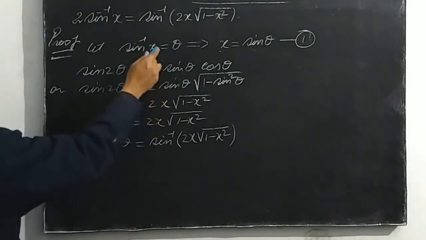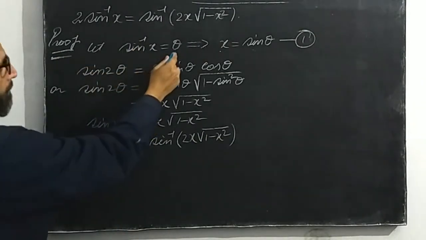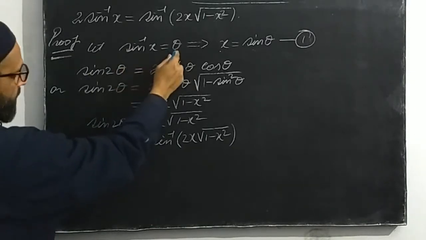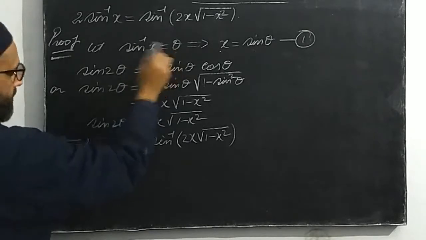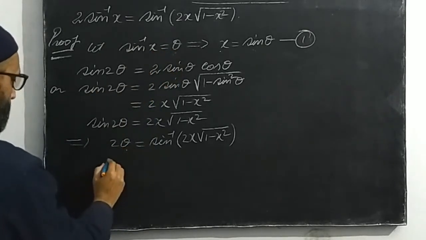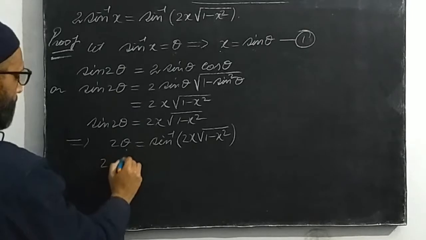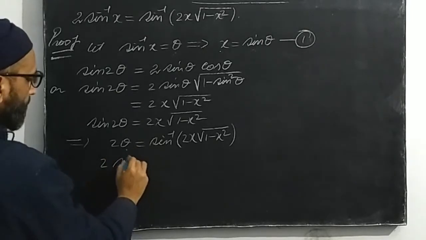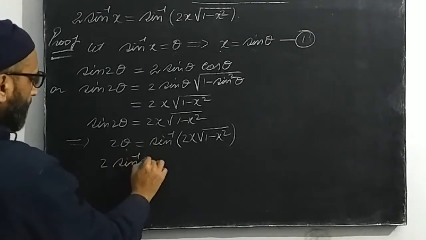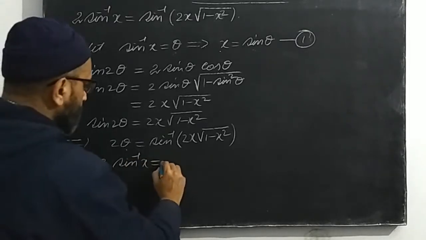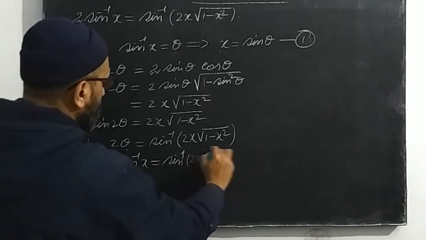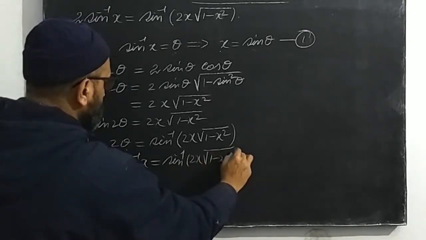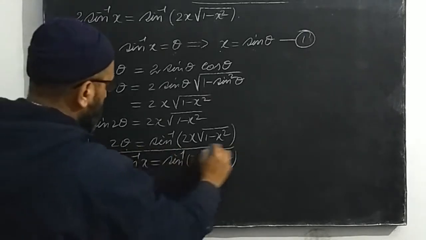Now, as we have assumed in the beginning, sine inverse x is theta. So theta may be replaced by sine inverse x. So here we may replace theta by sine inverse x. So we get on the left hand side 2 sine inverse x is equal to sine inverse 2x under root 1 minus x square. So we have proved it.